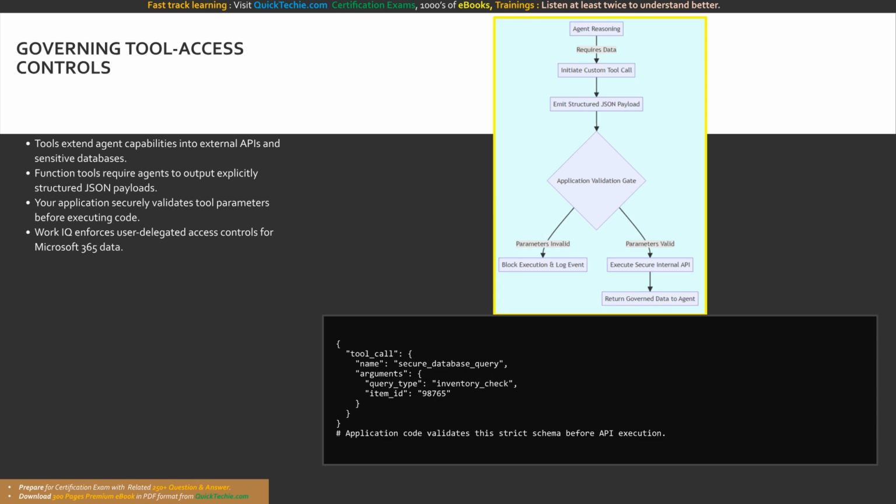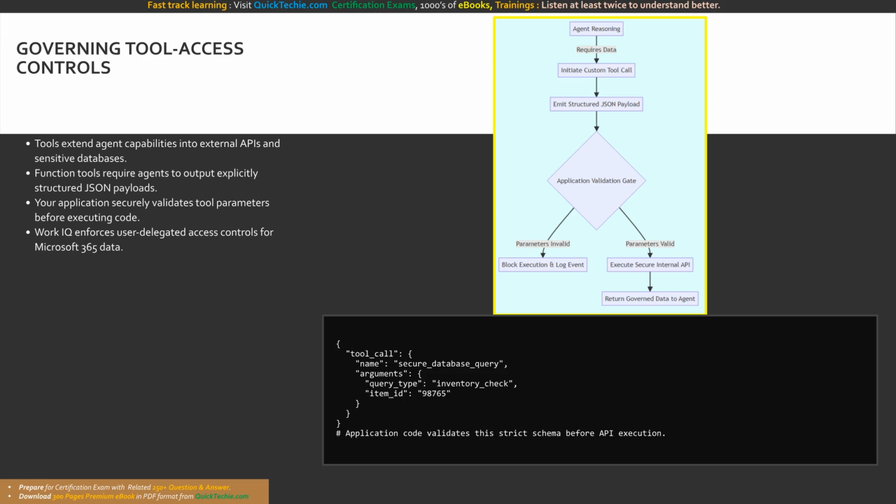You must implement granular tool access controls using the Microsoft Agent Framework. When an agent decides it needs to execute a custom tool, it does not run your business logic directly. Instead, the function tool forces the model to halt generation and emit a highly structured JSON object containing the specific function name and its exact required parameters.